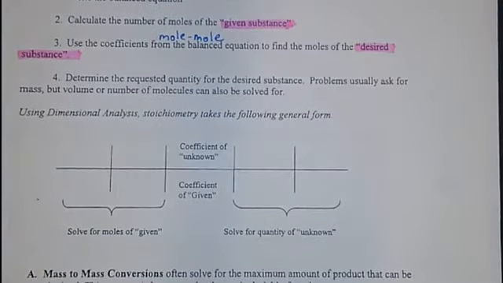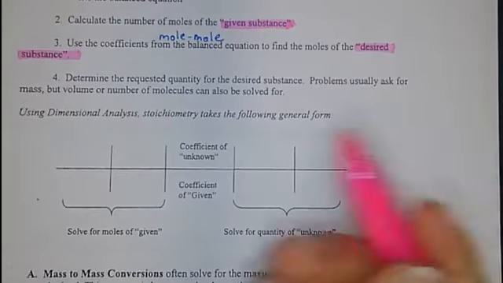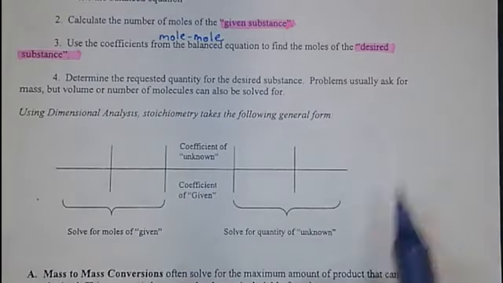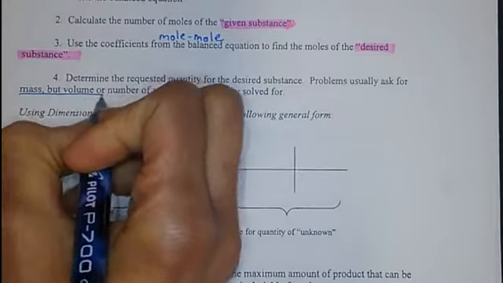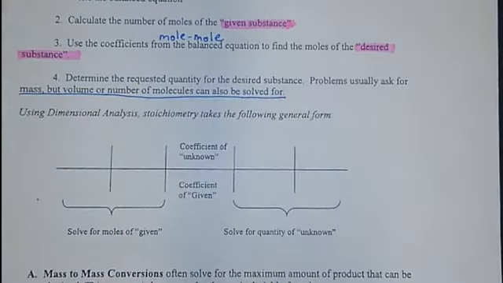And fourth, you determine the requested quantity for the desired substance. Usually you'll ask for mass, but volume or a number of molecules can also be used. So we usually do ask for mass, but other things can be calculated.